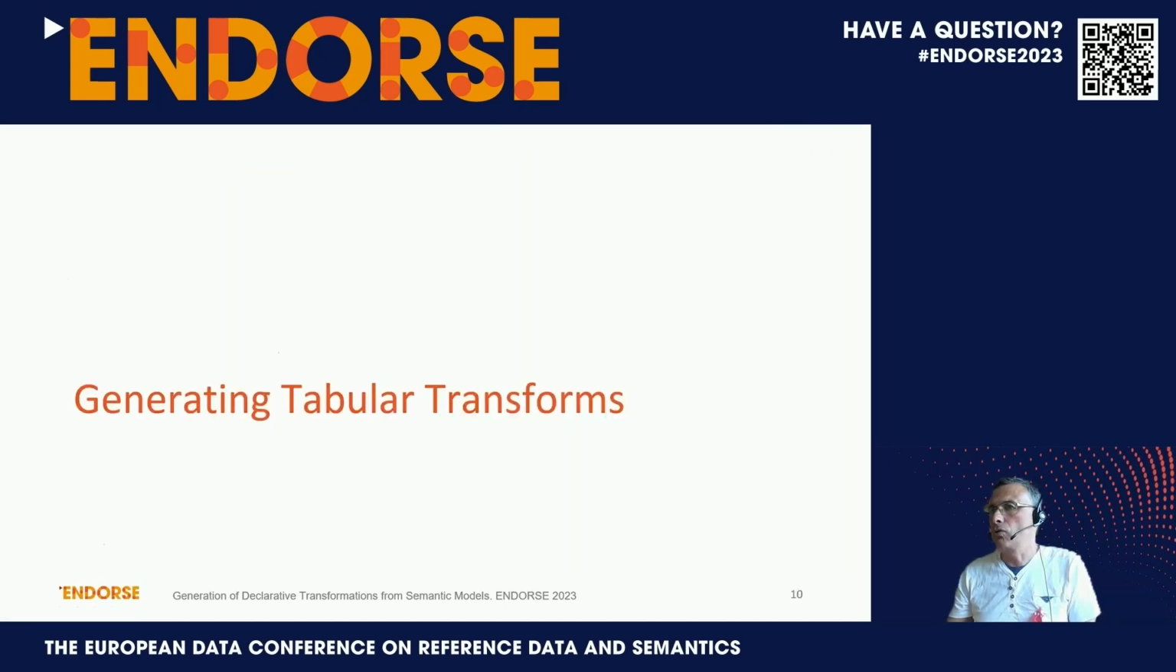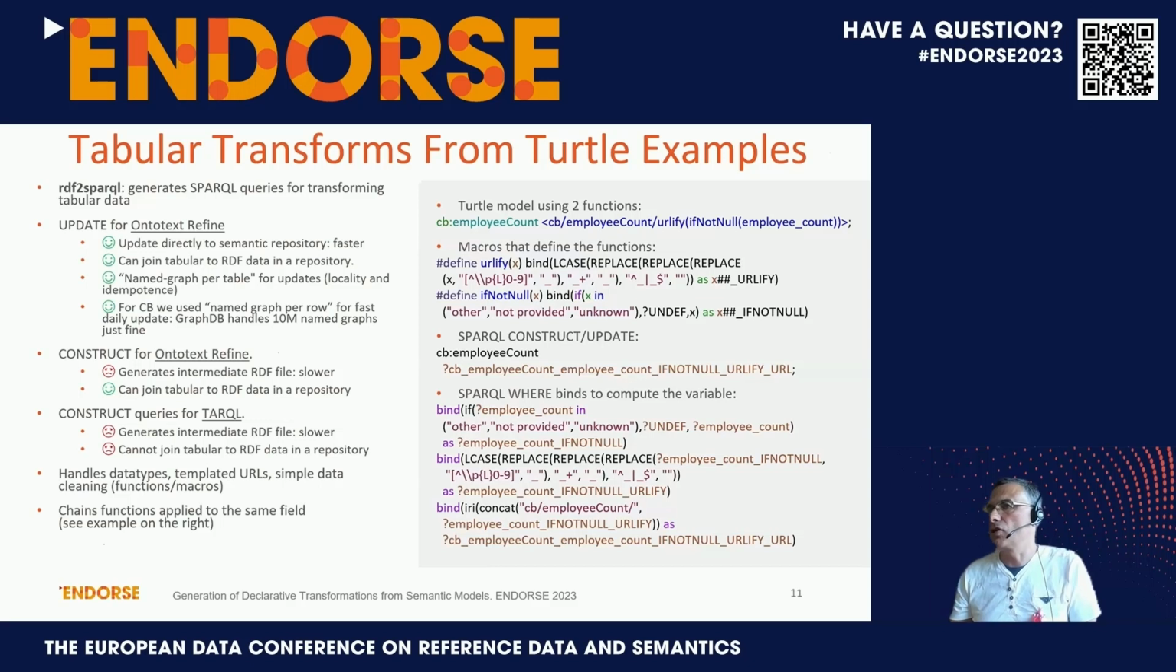Now I'll talk about generating tabular transforms. This tool can generate SPARQL for 3 different transformers. One is for OntoRefine, a SPARQL update, or a SPARQL construct for OntoRefine, and with Tarql, which is a standalone command line tool, you can only use construct.